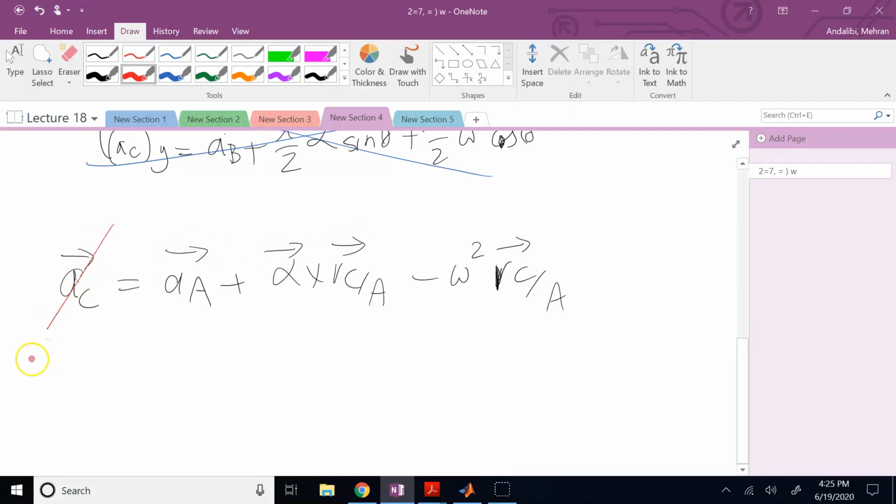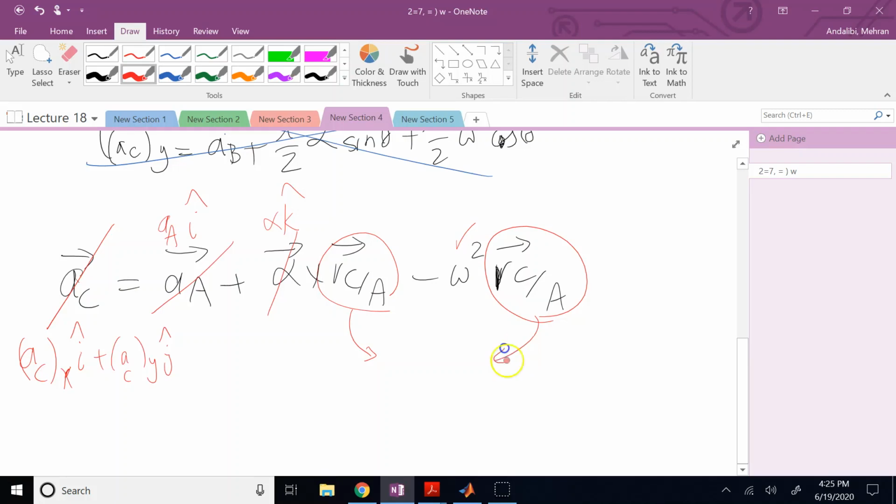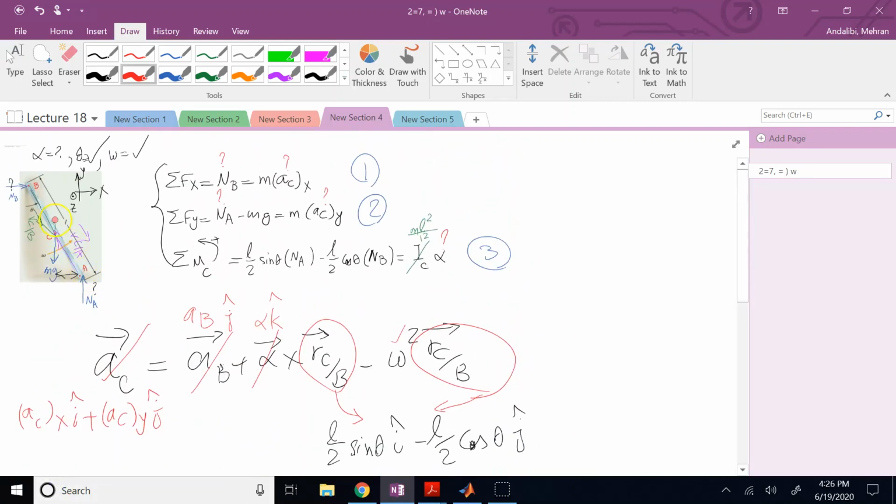And then again, A of C is ACX I plus ACY J. A of A I don't know, but A only moves horizontally, so I can call it AA I. Alpha is again alpha K. This omega is known, and R of C with respect to A, if you look at it, is going to be negative L over 2 sine theta I plus L over 2 cosine theta J. Okay, this vector in purple.